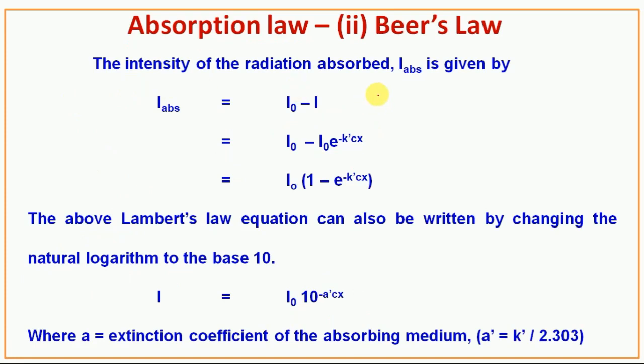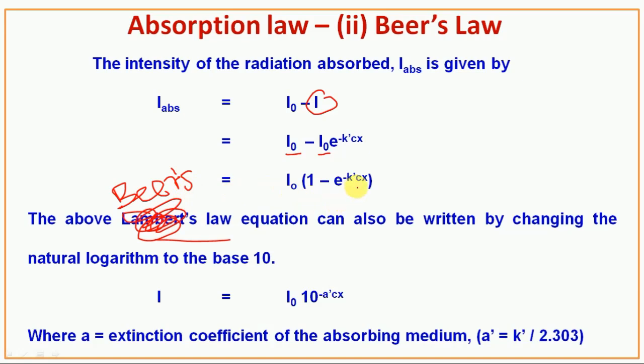The intensity of the radiation absorbed, I absorption, is given by I absorption is equal to I naught minus I. We can substitute the I value here: I naught minus I naught e power minus k prime c x. Taking out the common I naught, we get I naught into 1 minus e power minus k prime c x. The above Beer's law equation can also be written by changing the natural logarithm to base 10.